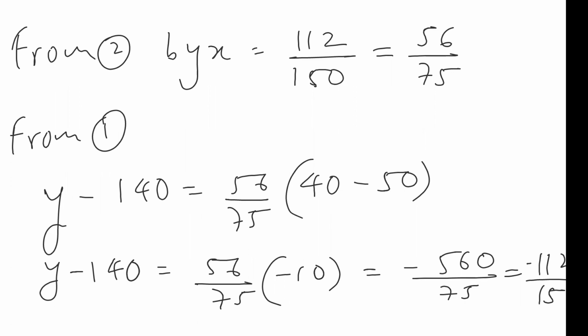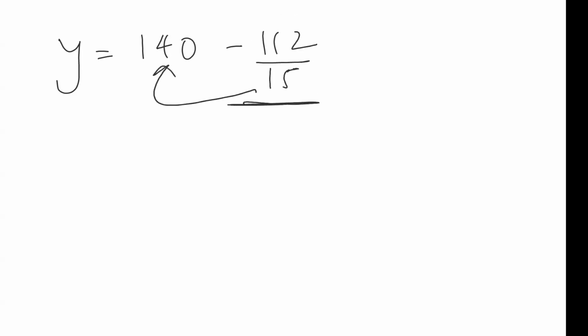Okay. So finally, what we are going to do is we'll take this minus 140 to the other side and make it plus 140. So y is equal to 140 minus 112 upon 15. Now we should divide this. We can divide this because if we just take LCM, it is going to be lengthy. So y is equal to 112 divided by 15.